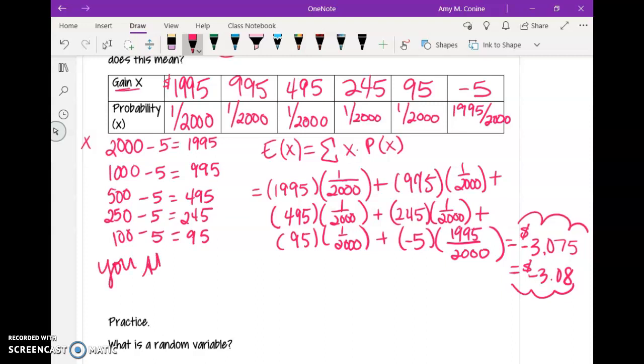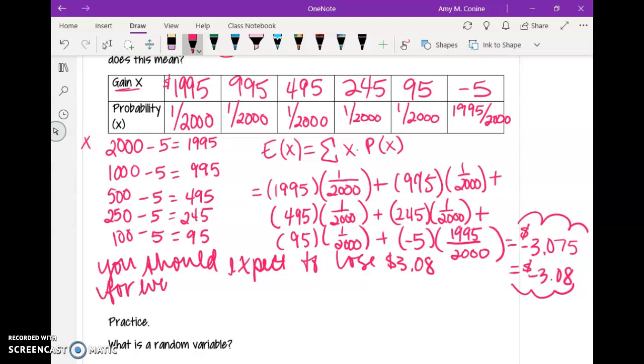So what this means is you should expect to lose $3.08 for every ticket you buy. And this is always on average. So take a minute and check what you have.